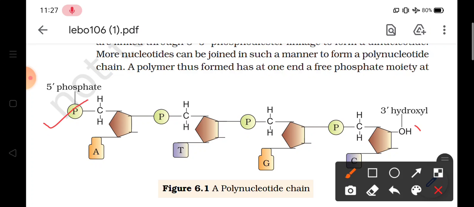Similarly, at the other end, what is free? It has 3 dash OH, hydroxyl group is free, so it is referred as 3 dash end of the polynucleotide chain. Means a polynucleotide chain has two ends, 5 dash end and 3 dash end. At 5 dash end, what is present? Phosphate is present. At 3 dash end, what is present? OH is present. So there are two ends, and the backbone in a polynucleotide chain is formed due to sugar and phosphate, और इनकी जो backbone होगी that will be formed by sugar and phosphate, and the nitrogenous bases linked to sugar moiety project from the backbone.